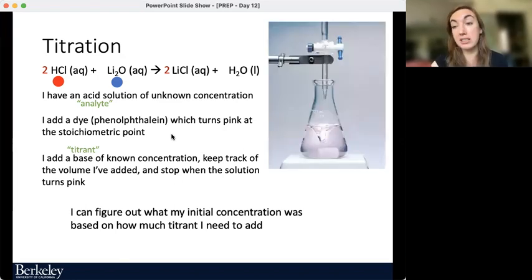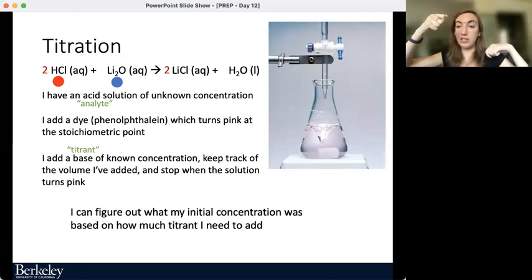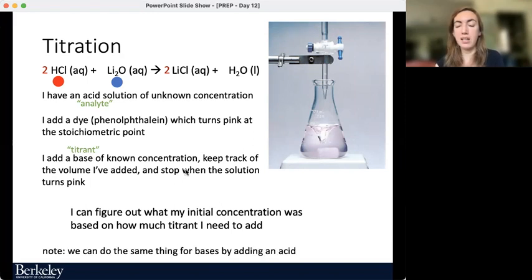What this looks like in lab is you would have a beaker full of your acid, and you would add your base 1 drop at a time, and you can keep track of how much you've added, and eventually your solution will turn pink and you'll stop. I'm sure that if you take a chemistry lab, you will do this at some point, if you haven't already. By the way, you can do this the opposite way. You can start with a base and add the acid. It's the same idea conceptually, so I'm just going to keep using this as an example.